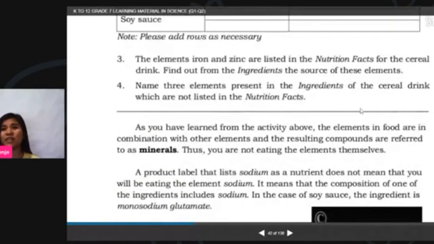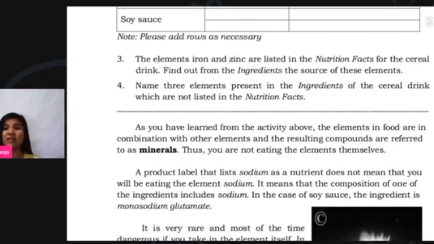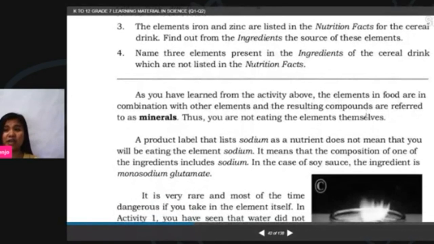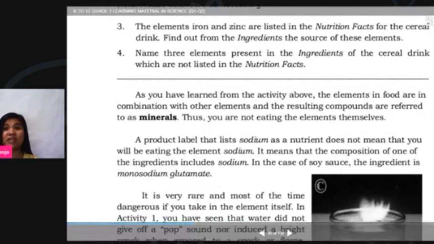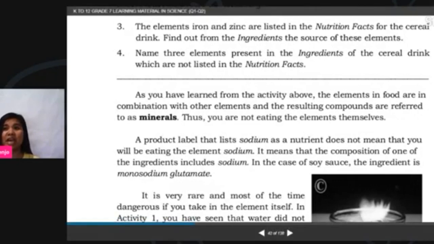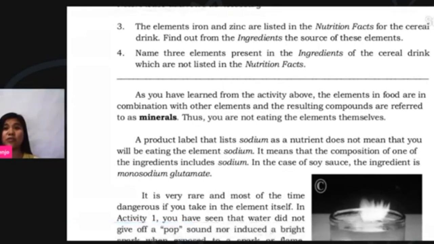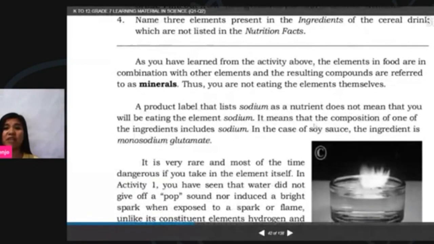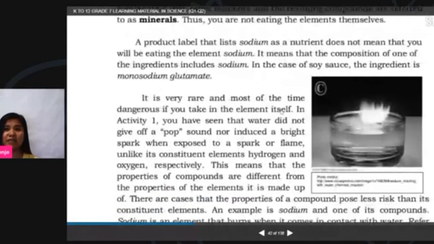As you have learned from the activity, the elements in food are in combination with other elements, and the resulting compounds are referred to as minerals. Thus, you are not eating the elements themselves. A product label that lists sodium as a nutrient does not mean that you will be eating the element sodium. It means that the composition of one of the ingredients includes sodium. In the case of soy sauce, the ingredient is monosodium glutamate. It is very rare and most of the time dangerous if you take in the element itself.